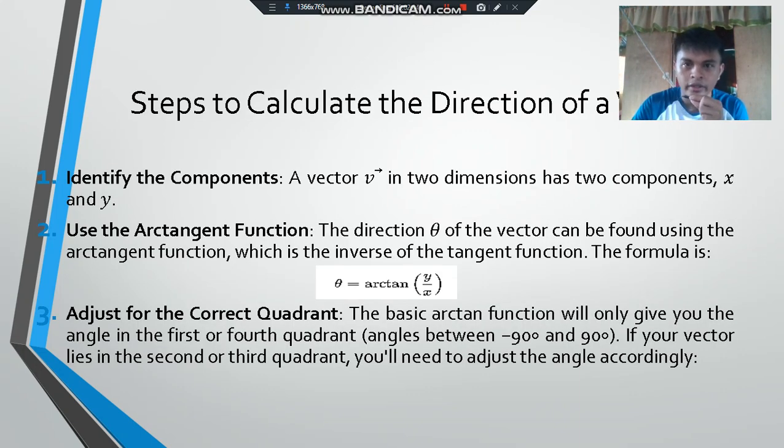Steps to calculate the direction of a vector. Number 1. Identify the components. A vector in two dimensions has two components, x and y.